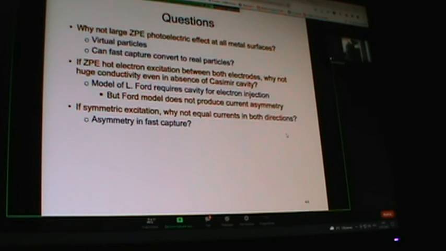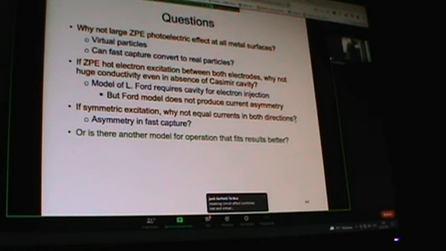So if there is symmetric excitation, why don't we see currents in both directions? Why do we see an asymmetry? I raised the conjecture, is that due to fast capture? Or are we really looking at this whole thing the wrong way altogether? And is there another model for operation that fits our results a lot better? It's really early in the game, and it's too soon to tell. Thank you.